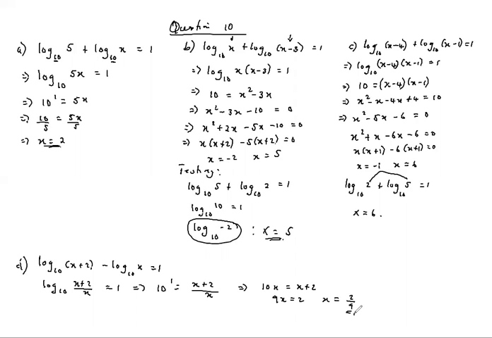Okay, so we go to question 11. Question 11, solve the simultaneous equations. A: 2 log y is equal to log 2 plus log x. Simultaneously, 2 to the power y is equal to 4x. So you are solving these two simultaneously.